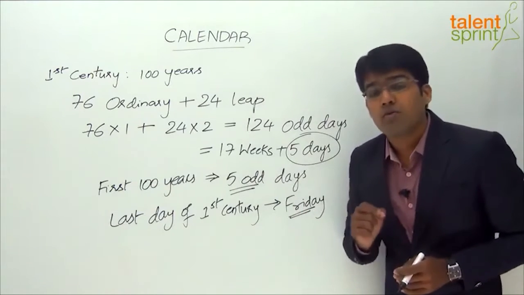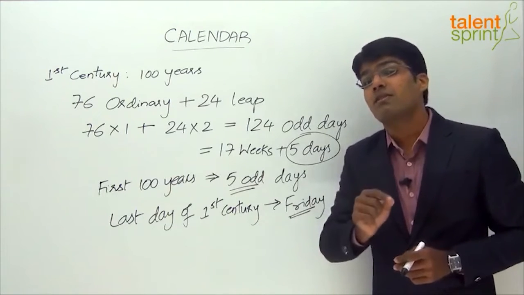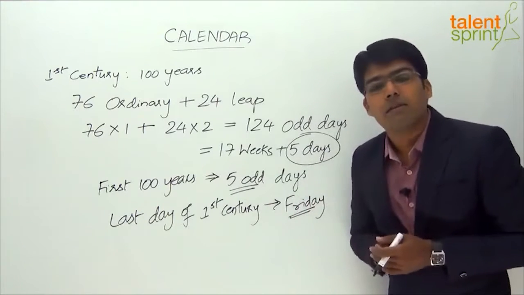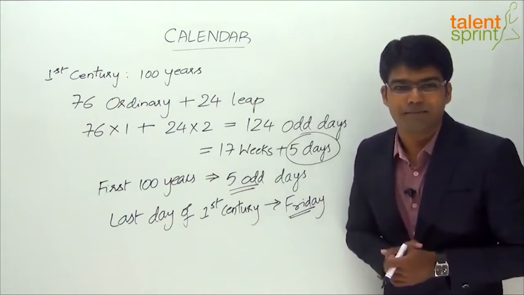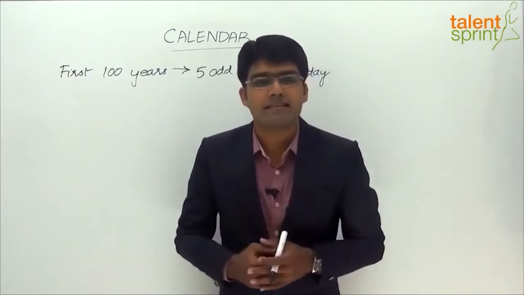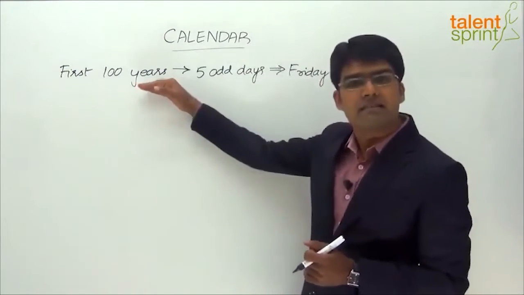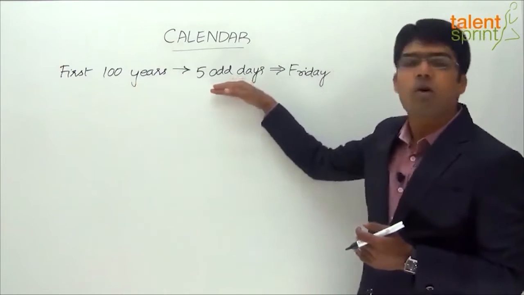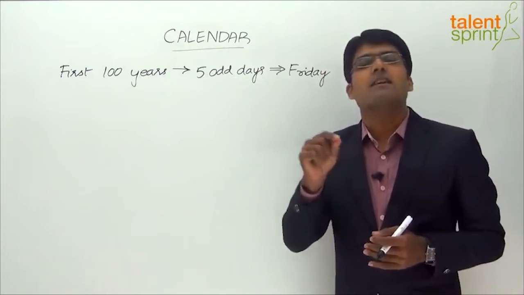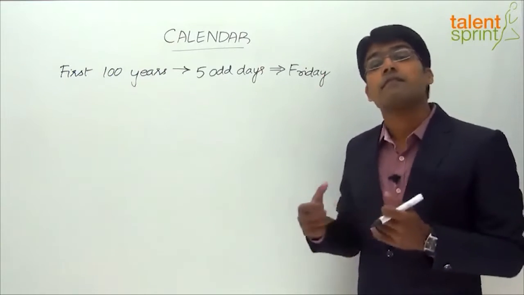So this is how to find out the day of the week for the given date. We need to understand the number of odd days from the starting point. And that number of odd days here will help us in finding out the day of the week. Let us continue this calculation of number of odd days for the first 200 years, first 300 years, and so on. We have already calculated that in the first 100 years, that is in the first century, there were 5 odd days, which implies the last day of the century was a Friday, because 5 odd days means Friday. Let us now do the calculation for the first 200 years.